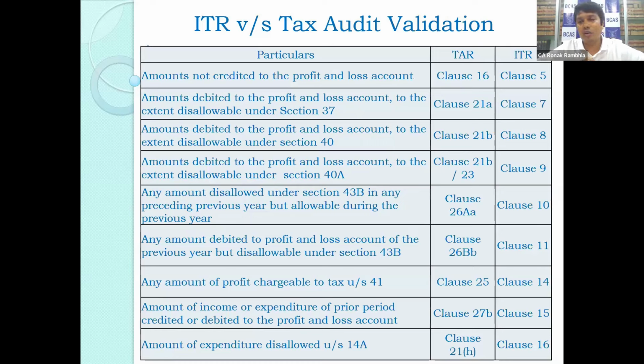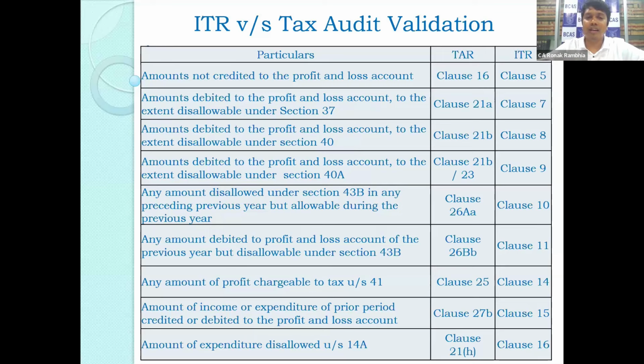So clause wise, I would like to explain. That is, amount not credited to the profit and loss account, which is clause 16 of the tax audit report, the same has to be mentioned in clause 5 of the tax return. Amounts debited to the profit and loss account which are disallowable under section 37, which is as per tax audit report clause 21A, has to be mentioned in clause 7.